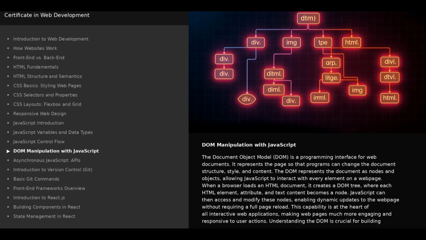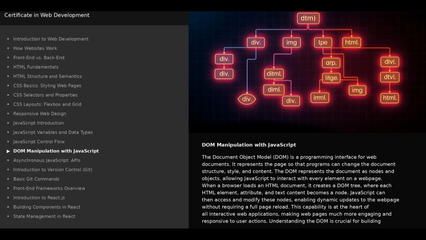DOM manipulation with JavaScript. The Document Object Model, DOM, is a programming interface for web documents. It represents the page so that programs can change the document structure, style, and content. The DOM represents the document as nodes and objects, allowing JavaScript to interact with every element on a web page.